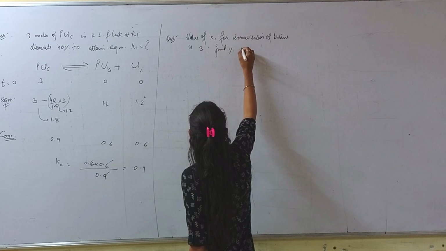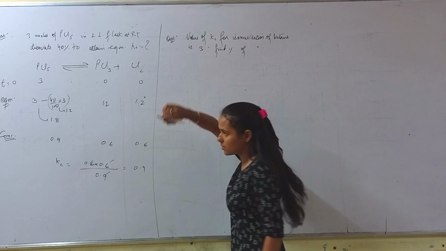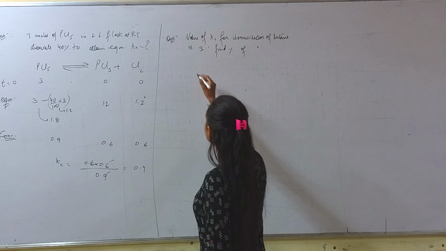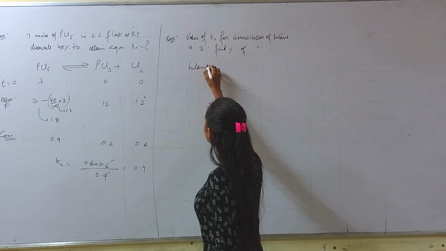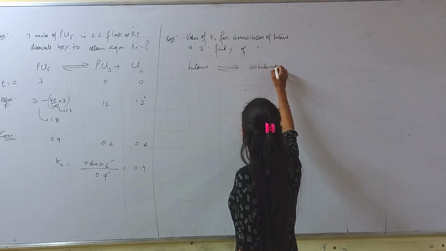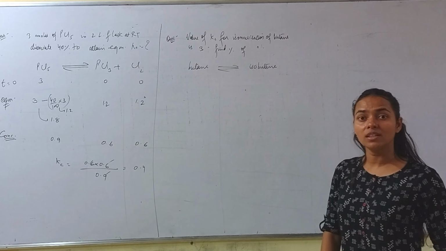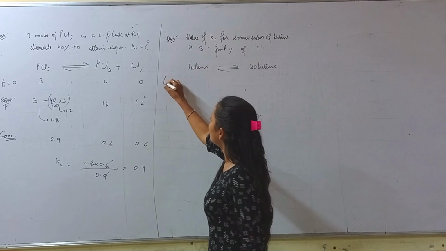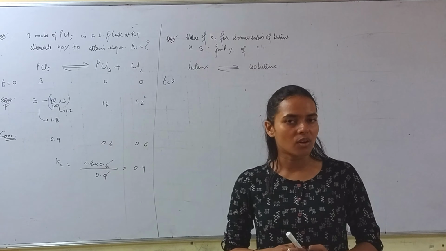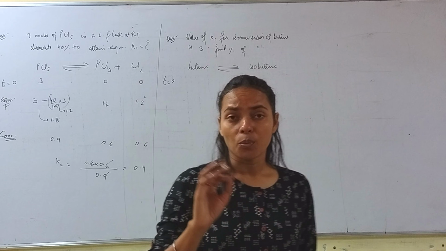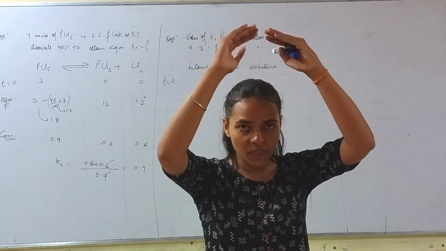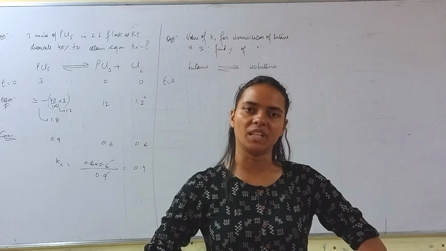Find the percentage of isomerization. Maybe they are saying that butane is converting to isobutane, like this, right? Now, they have not given us any initial concentration. Whenever no initial concentration is given to us, we take the initial concentration as 1, for simplicity, for us to calculate simply, right?